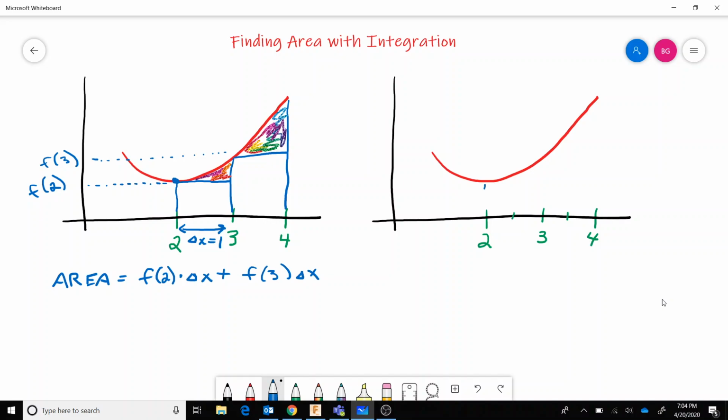So again, I'm going to find the area between x equals 2 and x equals 4. But this time, rather than make my rectangles have a width of 1, I'm going to make my rectangles have a width of 1/2. My delta x now is going to be 1/2. So when I do this, let's see what it looks like here. So I'm going to have rectangles at 2.5 and 3 and 3.5. So my rectangles are going to look like this.